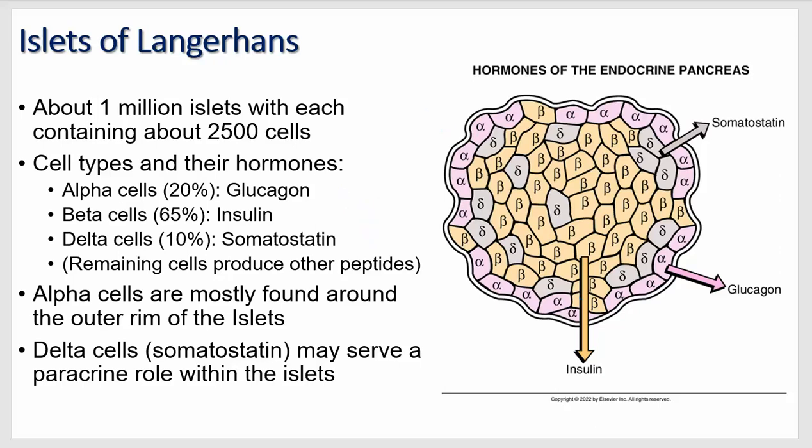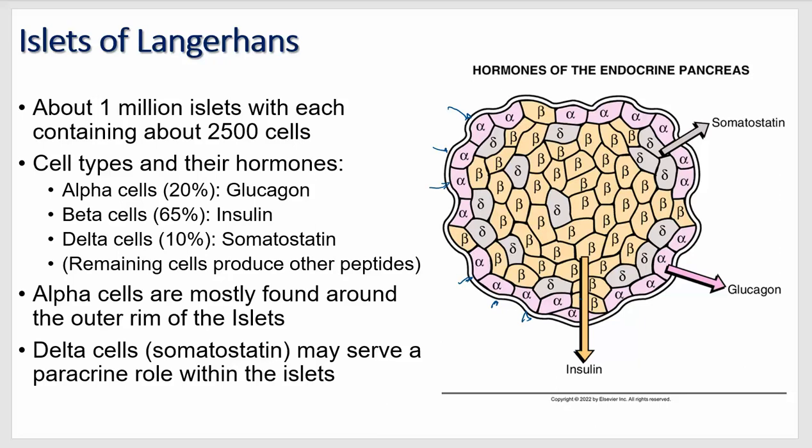The alpha cells, 20% of the cells of the islets of Langerhans, are alpha cells, and you can see here that they're around the outer part of the islets. Then beta cells produce insulin, and that's 65%. You can see these mauve, yellowish colored ones here are the beta cells. So it's primarily over half beta cells, and they're releasing insulin. Then you have 10%, which are the somatostatin cells.